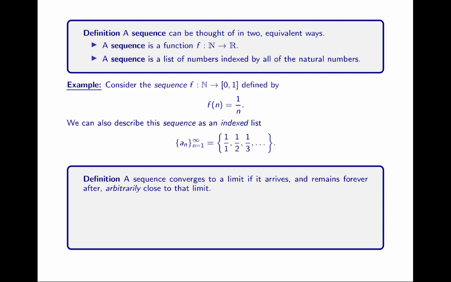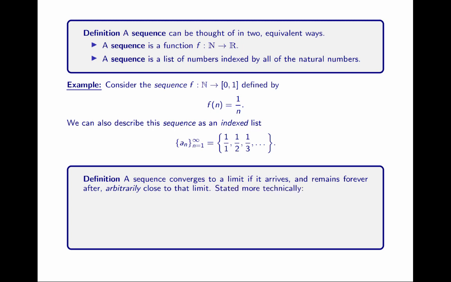So what does it mean if we say that a sequence converges to a limit? Well, a sequence converges to a limit if it arrives and remains forever after arbitrarily close to that limit. Arbitrarily close to the limit is really the key phrase. It may never actually hit the limit, meaning it may never get there, but it'll get as close as you like. And once it gets as close as you like, it'll stay there in that vicinity forever.